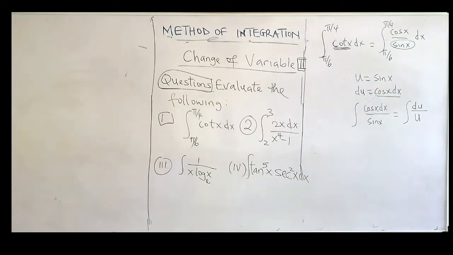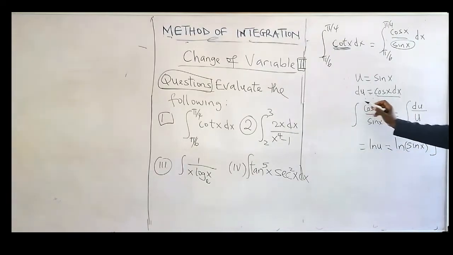So what we can now do is change the upper and lower boundaries, but it's not a must. Let's finish it this way, then I'll explain the other way around. So this will be equal to ln u. Then we turn the u back: u is sine x. Then you put in the boundaries, because this upper and lower boundary is for the x variable, pi over 4 and pi over 6.